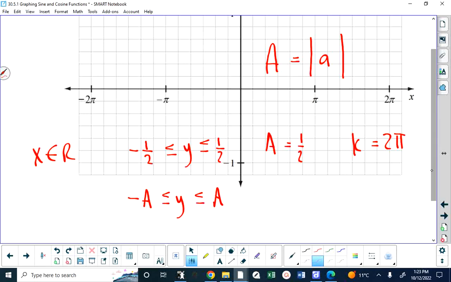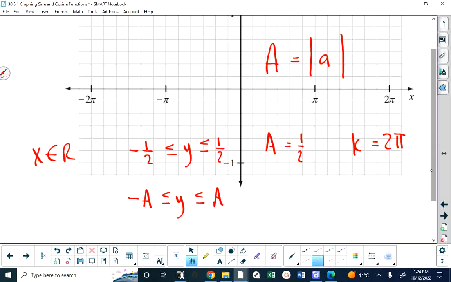Grace, do you have an idea? Right. And I like that you said D instead of K. When you apply D, which is a vertical translation, if we were to shift this thing up or down, then the maximum would not be A, it would be A plus whatever that shift is, or A minus whatever that shift is.